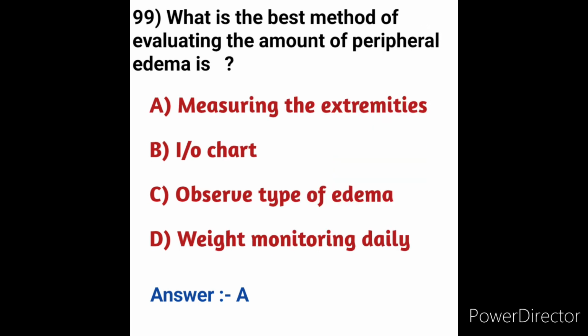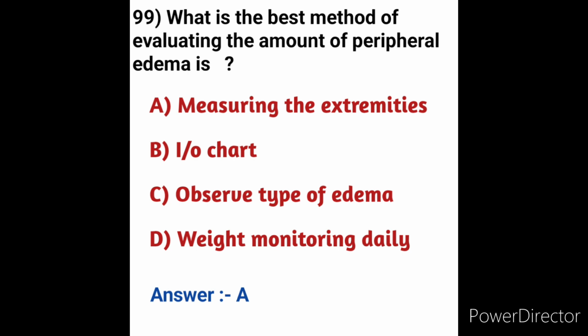What is the best method of evaluating the amount of peripheral edema? How do we evaluate whether a patient has peripheral edema? What is the method? We will see the options here. Option A, measuring the extremities. Option B, intake and output chart monitoring. Option C, observe type of edema, pitting edema or non-pitting edema? Option D, weight monitoring daily.